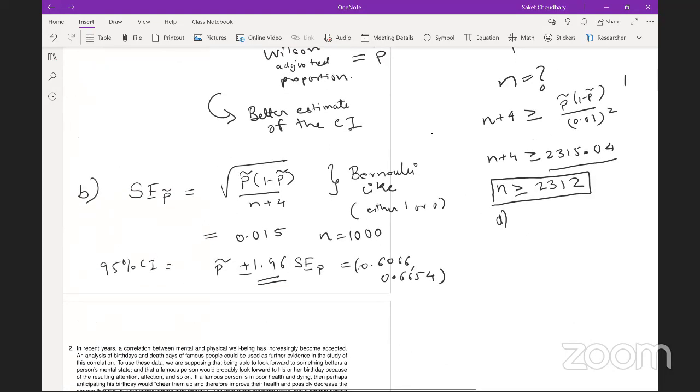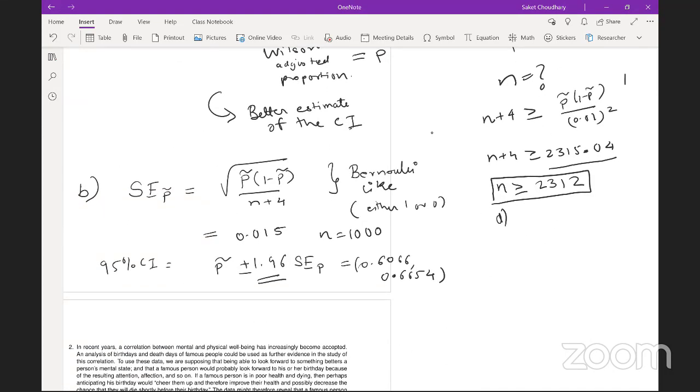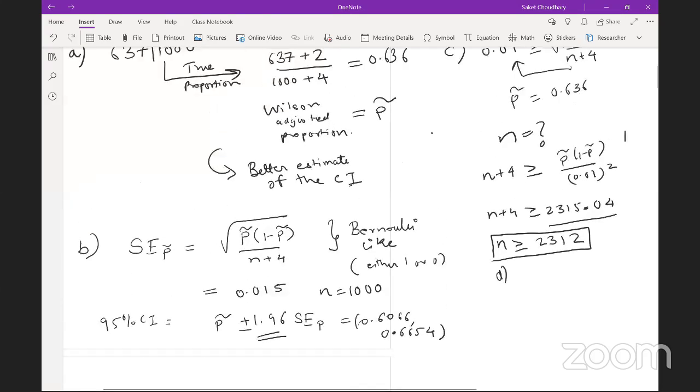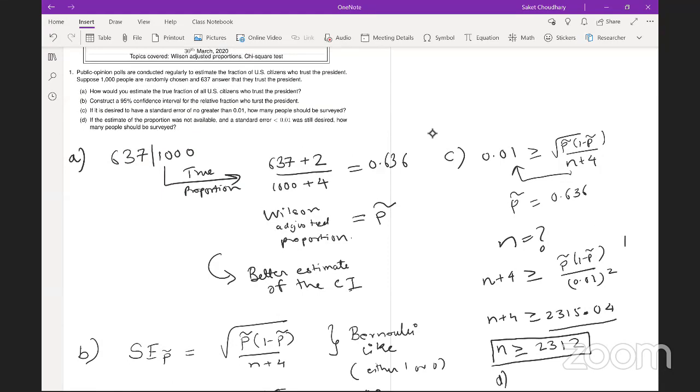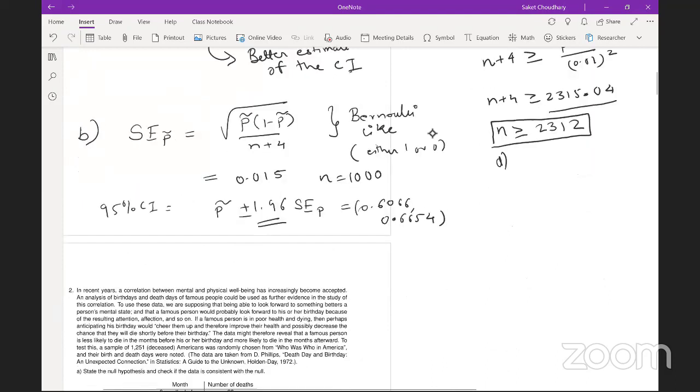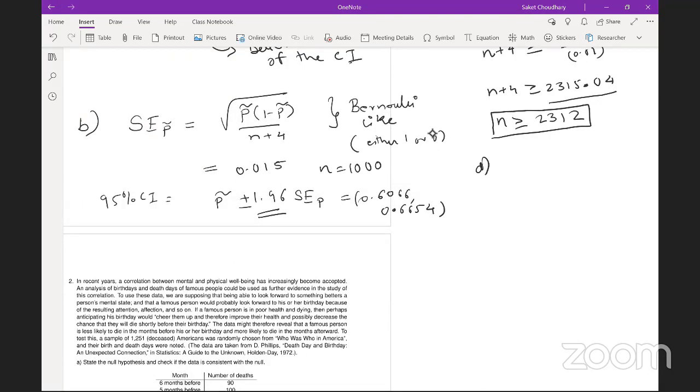So what is the difference between problem C and problem D, right? In problem C, we were still using the proportion that was given to us as part of the main problem. In problem D, we are asked that if this estimate is no longer available, right? So if the estimate is no longer available, what is still available is what we know about it, right? So we know that we want our standard error to be less than the value for our standard error. Okay, we do not know what is p bar and we do not know what is n. So how do we estimate this?